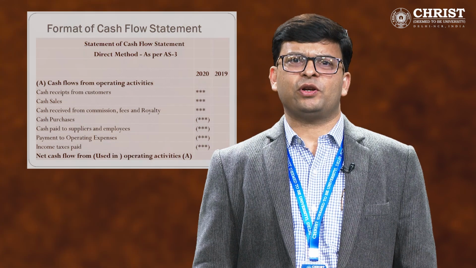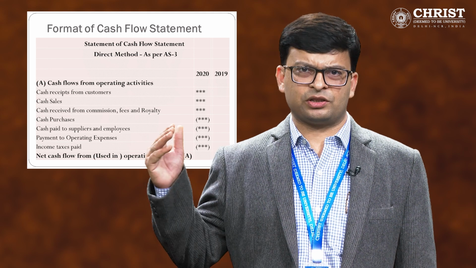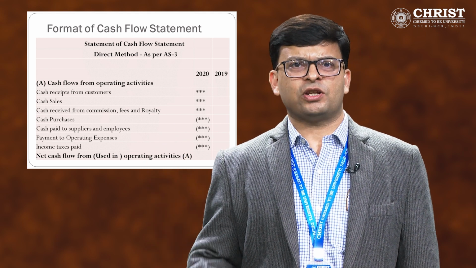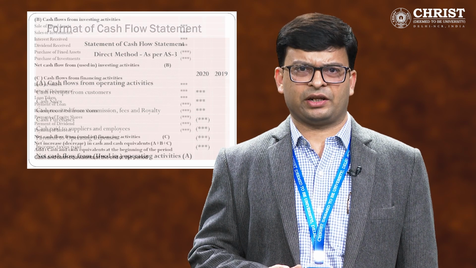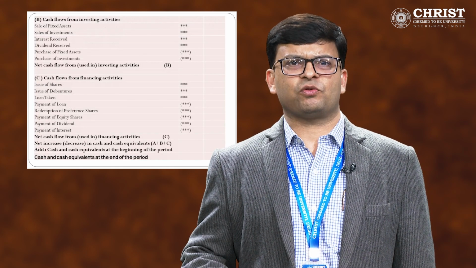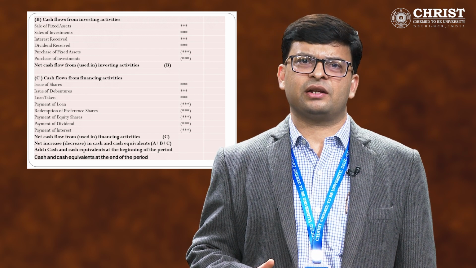There are two ways to prepare cash flow statement. Number one, direct method, and number two, indirect method. The format of cash flow statement as per direct method is like this, which you can see in the slide. First we prepare operating activity, then investing activity, and then financing activity. While preparing cash flow statement, we take the data of 2 years so that we can compare the data of the 2 years.